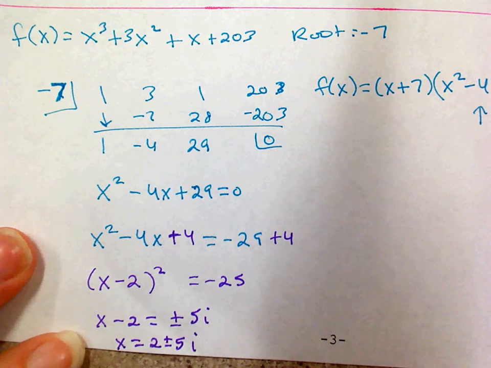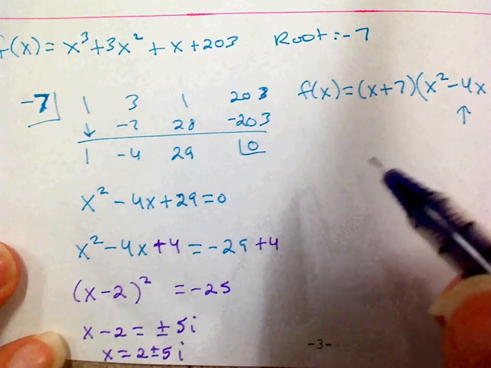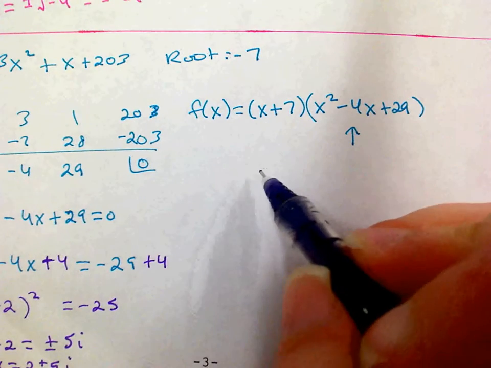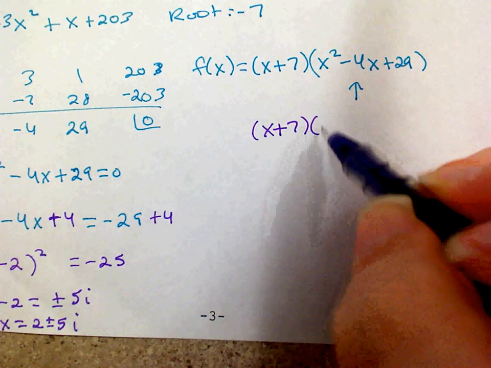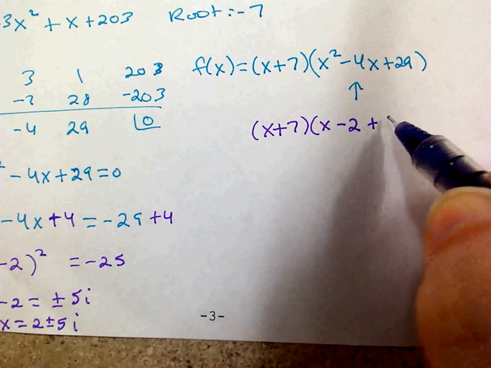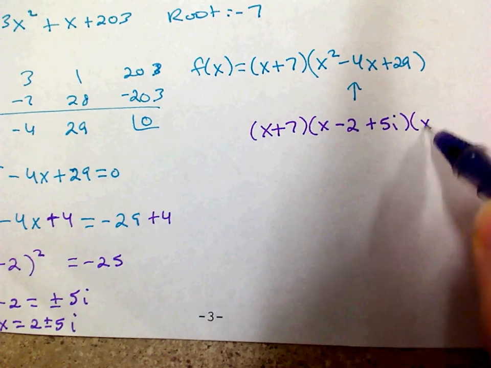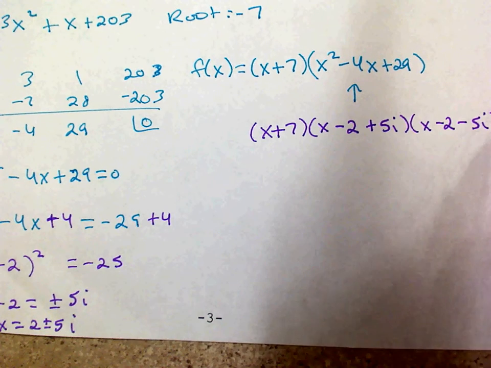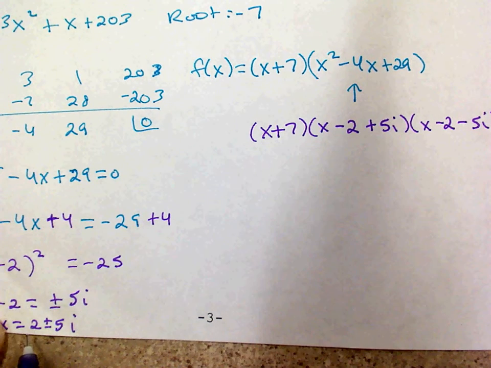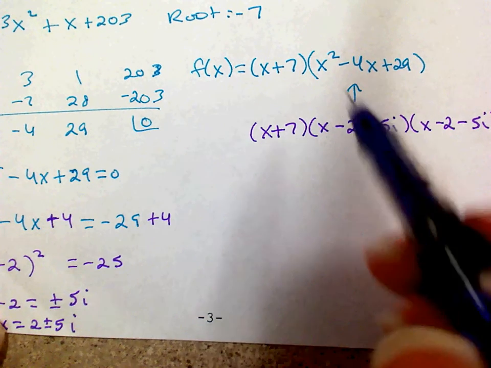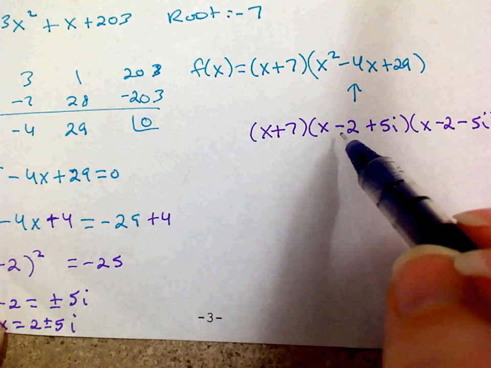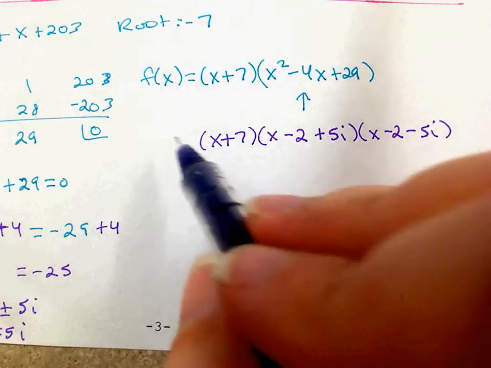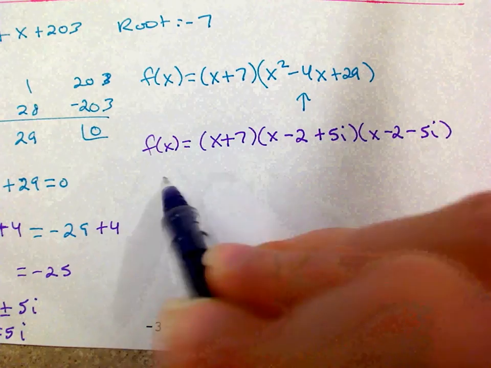So then I'm going to write my factors as x plus 7, and then x minus 2 plus 5i, and x minus 2 minus 5i. Whatever this is, just make it x minus the i. So since this is a negative 7, I said x plus 7. If this had been a negative 2, I would put x plus 2. And so that is my function in fully factored form. Okay, there you go.